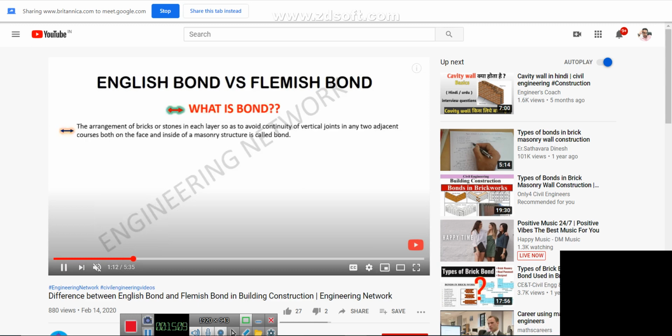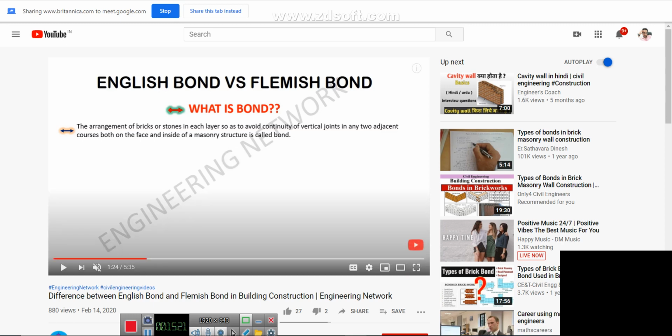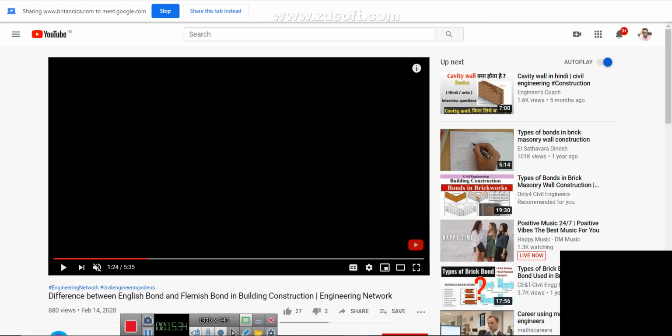Okay. What is a bond? The arrangement of bricks or stones in each layer so as to avoid continuity of vertical joints in any two adjacent courses. Okay. So this is our objective. You should not have continuous vertical joints in adjacent courses. That is why I was explaining right now that English bond will be having a queen closer placed. Right. Now listen.